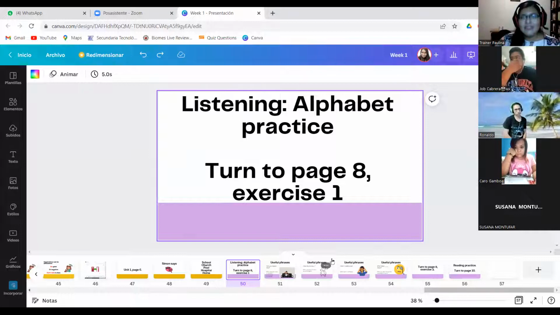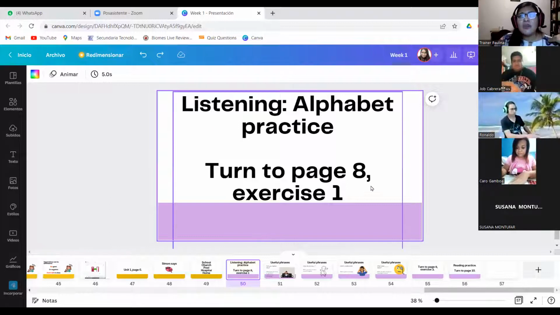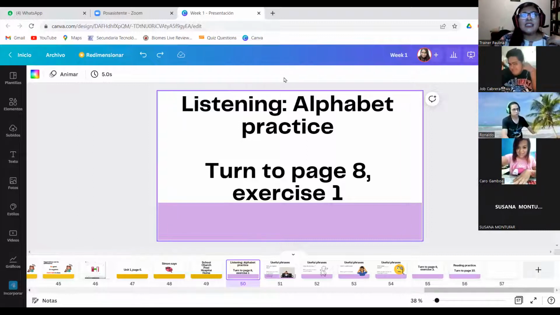All right? Everybody clear? Yes. Awesome. So this exercise is on page 8. So we're going to turn to page 8 and it is exercise 1.